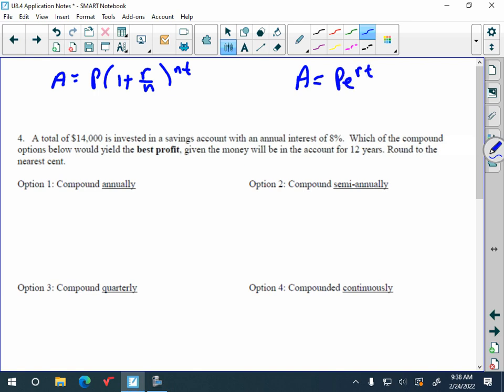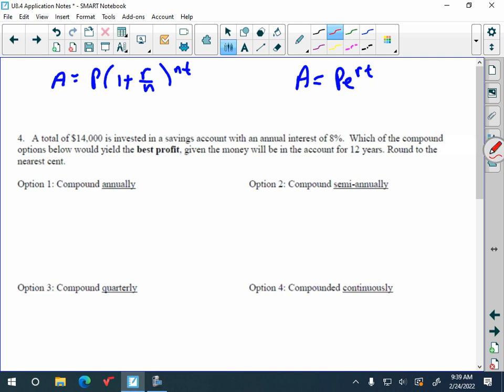Okay. So number 4, the total of $14,000 invested in a savings account with an annual interest rate of 8%. Which of the compound options below would yield the best profit, so the most money? Given the money is going to stay in the account for 12 years, round to the nearest cent, 2 decimal places.